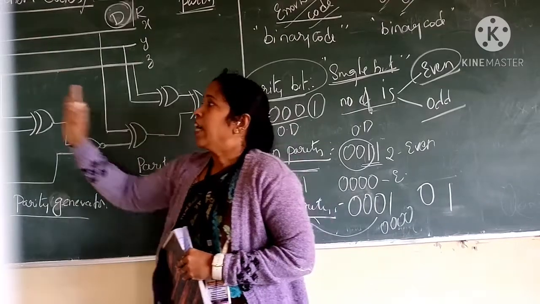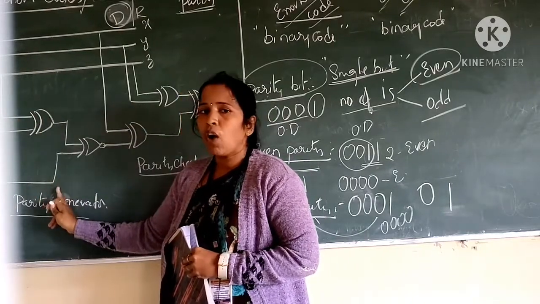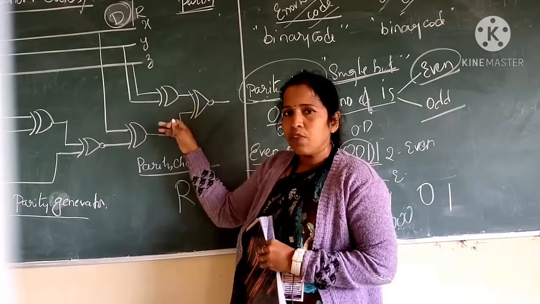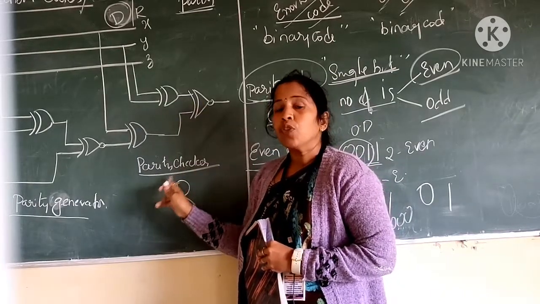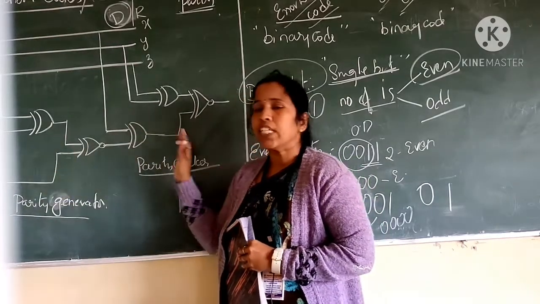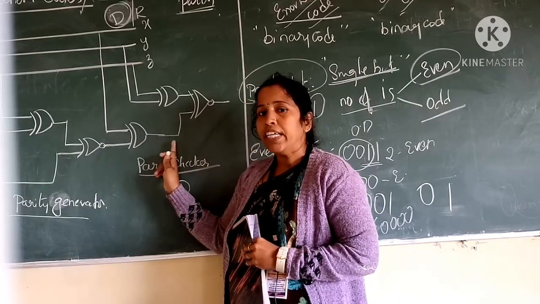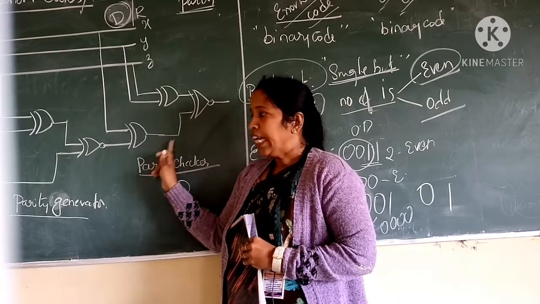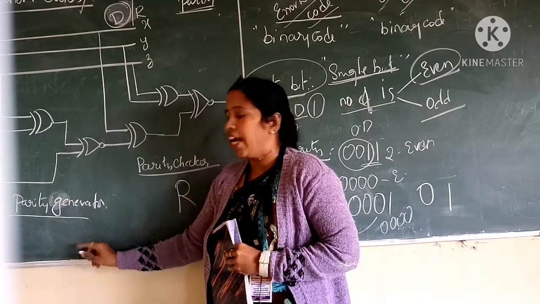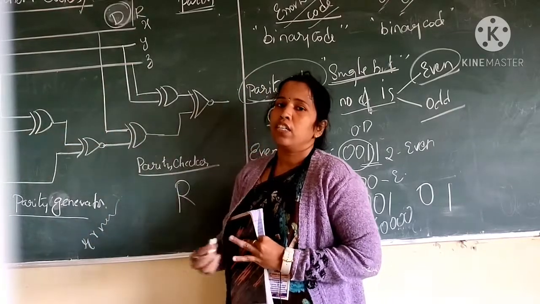Second point: when I am sending the data from source to destination, the original data along with the parity bit will be received by the receiver, right? Again at the receiver, I have the parity checker. The parity checker will check whether the data transmitted from source to destination is exactly matching. Whatever parity bit it adopts should match the generated parity. If it is not matching, then an error has occurred when it was transmitted from source to destination.